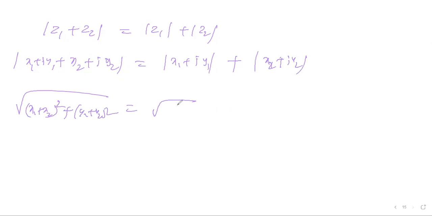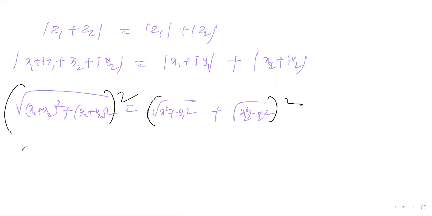This is the modulus. What is this one? It's the square root of x1 square plus y1 square, plus the square root of x2 square plus y2 square. Clear? But still it is not clear, so make it squaring on both sides. I'll take squaring on both sides. For this, what will you get? (x1 plus x2) whole square and (y1 plus y2) whole square.